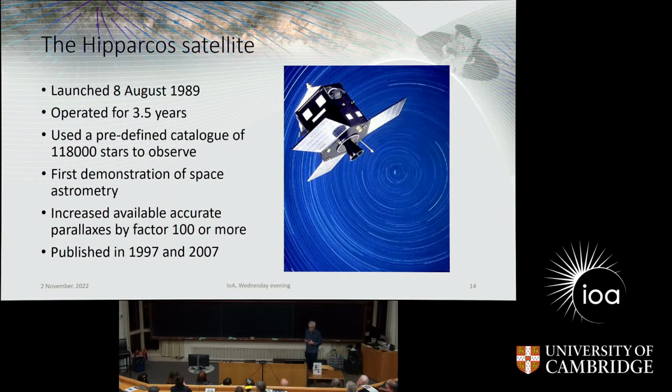So the Hipparcos satellite was launched on the 8th of August 1989, operated for 3.5 years, and used a predefined catalog of about 118,000 stars to observe. It was the first demonstration of space astrometry. We have increased the available accurate parallaxes by a factor of 100 or more, and the accuracy of those parallaxes by at least a factor of 10 to 100. So the impact of that was enormous already at that time. It was first published in 1997, and then I did something about it and published the whole thing again in 2007.